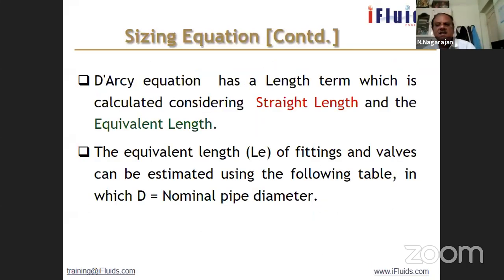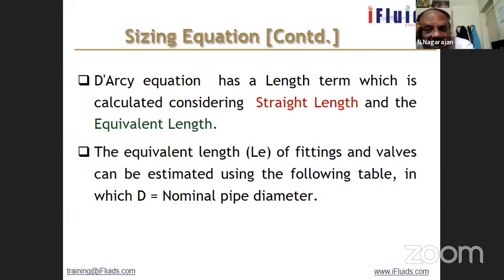Darcy equation has a length term which is calculated considering straight length and the equivalent length. When you come to the length of the piping, there are the straight pipe and the equivalent length. In the diagram, we have seen straight pipes and they are connected by fittings. We connect them with an elbow or bend or T or reducer, expander. These are all called pipe fittings. So straight length you can measure and take.